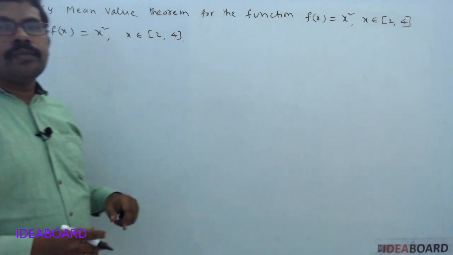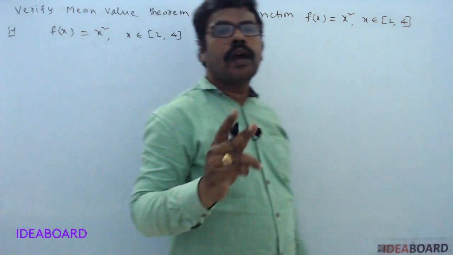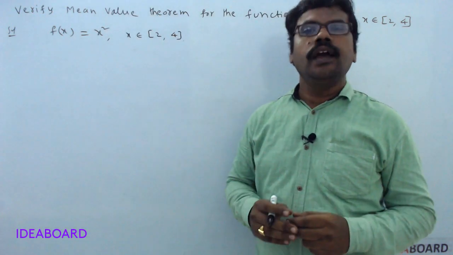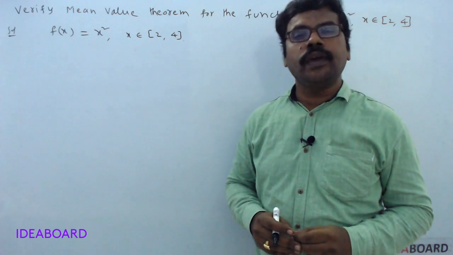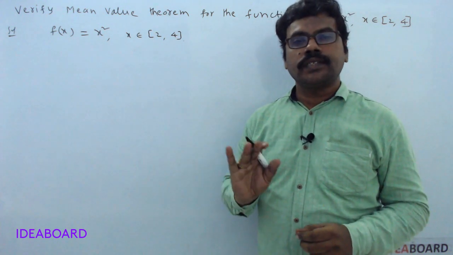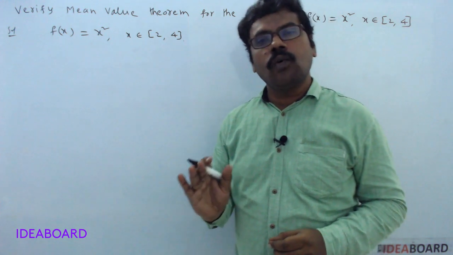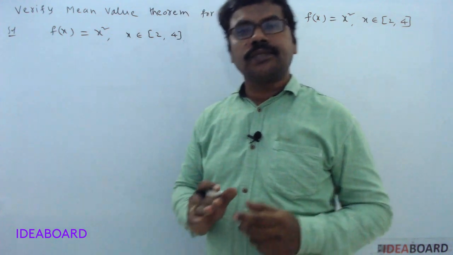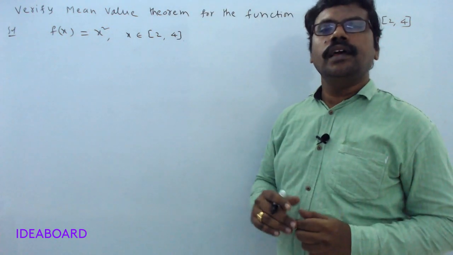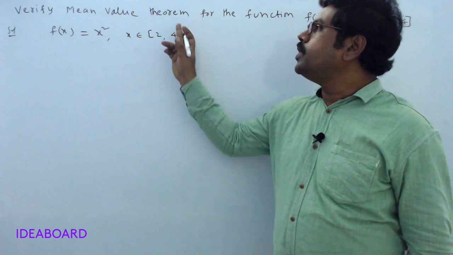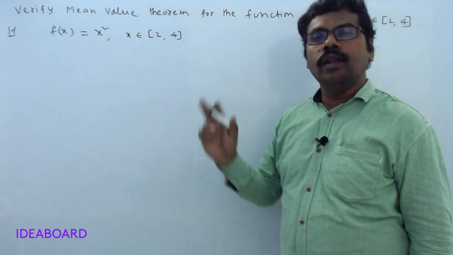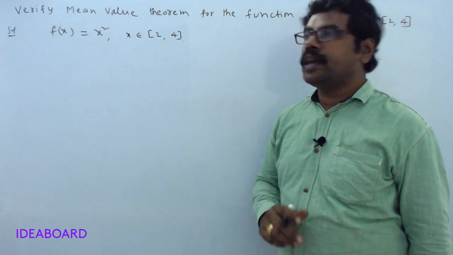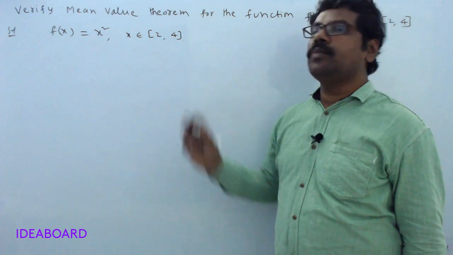In mean value theorem, first you have to check two conditions. What are those two conditions? f of x is continuous in closed interval a comma b. Second one, f of x is differentiable in open interval a comma b. If a function f of x satisfies those two conditions, then we say that mean value theorem is applicable to the given function f of x. So, first you have to check the two conditions.